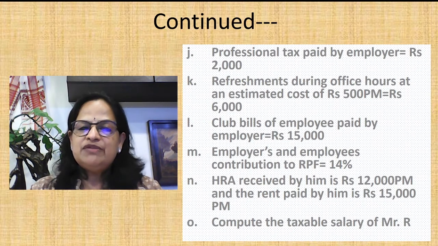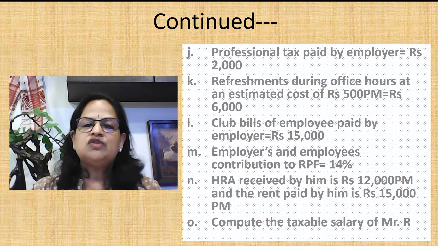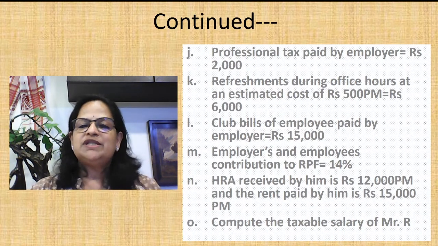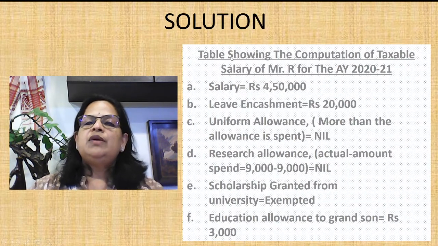Now club bills of employee paid by employer are fully taxable. Specified employee, 15,000. Employer's and employee's contribution to RPF, 14%. About 12% will be taxable. HRA received by him is 12,000 per month and the rent paid by him is 15,000 per month. We have to calculate HRA. Compute the taxable salary of Mr. R.